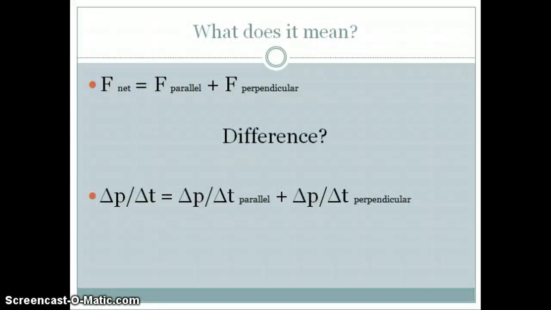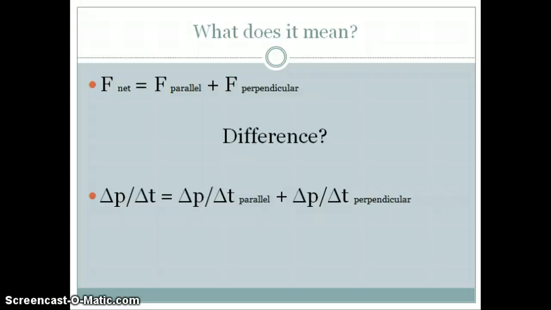So what does it all mean? How is the net force, which is equal to F parallel plus F perpendicular, different from the change in momentum over the change in time, dp dt, which is equal to dp dt parallel plus dp dt perpendicular? The difference is that the change in momentum over the change in time, dp dt, can actually be observed, whereas the force cannot be observed.